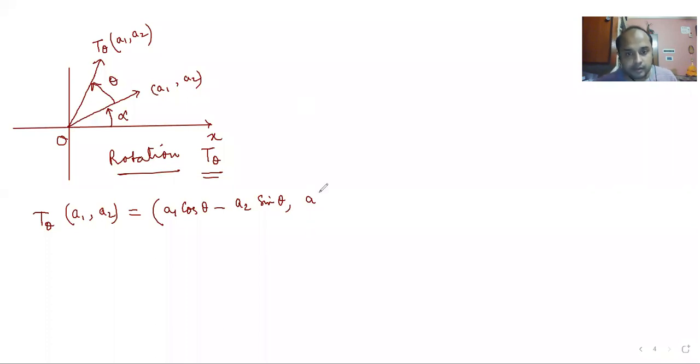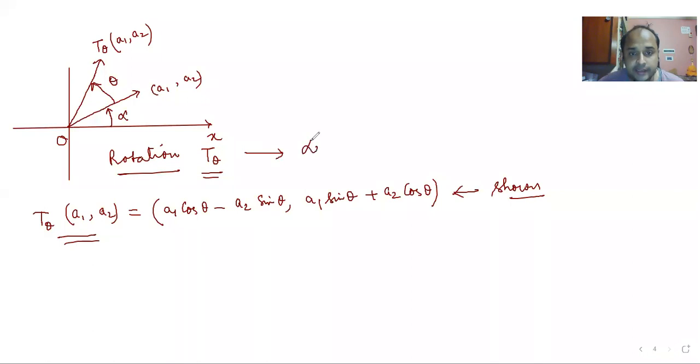Okay. So this is a1 sine theta plus a2 cos theta. This transformation, they have shown how they have got this transformation. It is shown in the book. So your job is to show that this transformation, which we call the rotation transformation, is also linear. This rotation transformation is also linear.